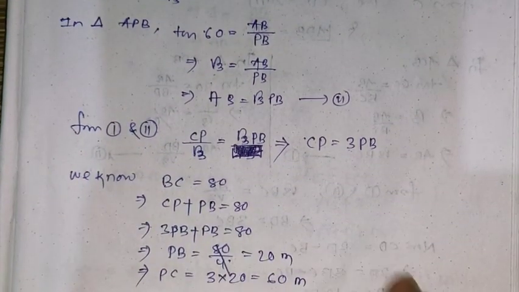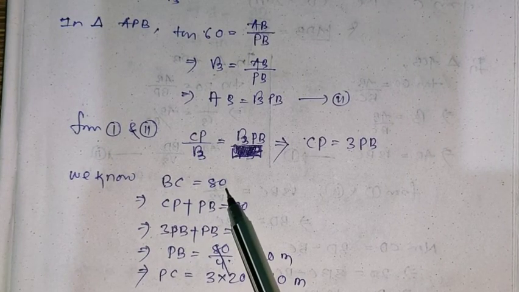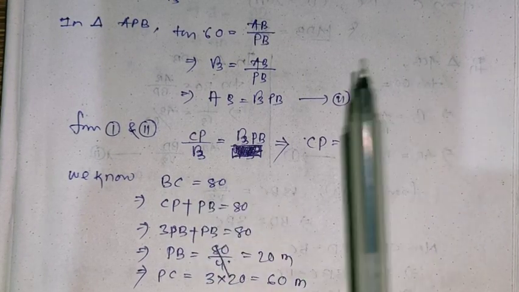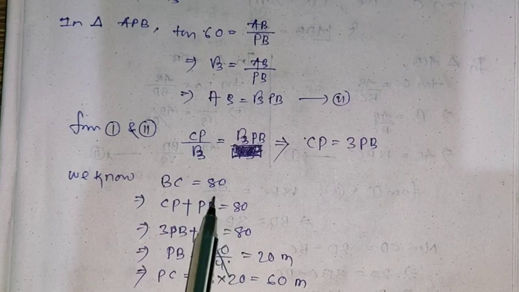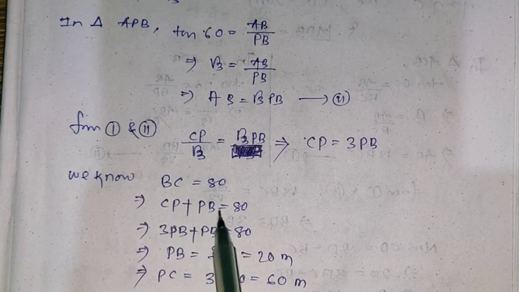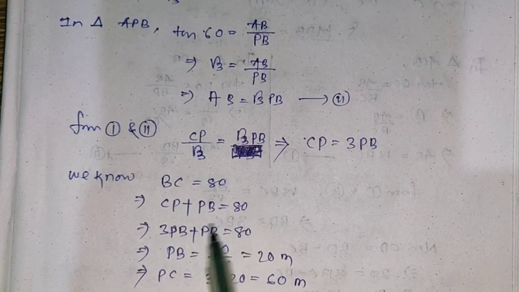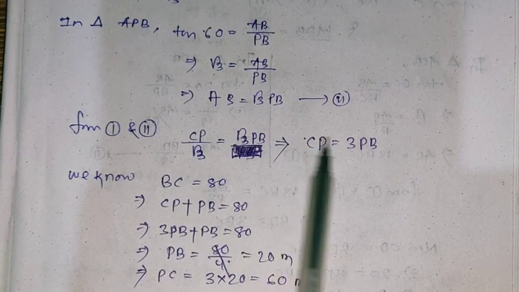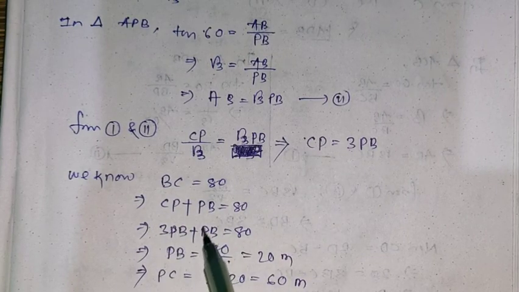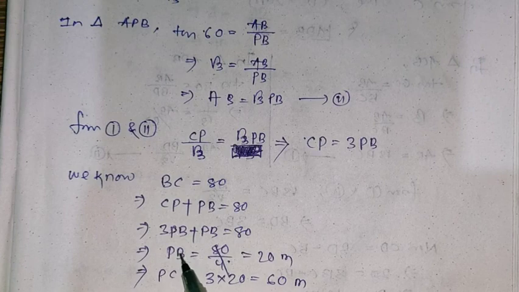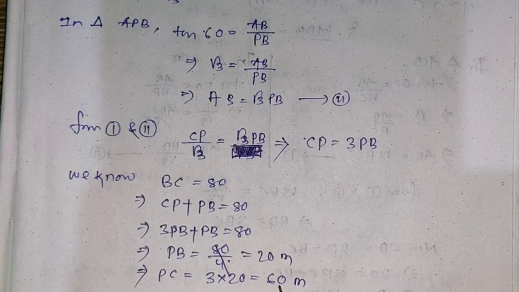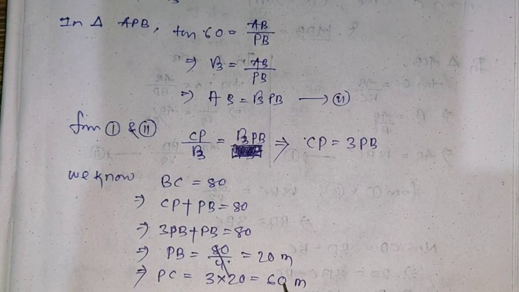Now, what is given here? It is given that BC is equal to 80, the width of the road. CP plus PB is equal to 80. This implies CP, we have found here 3 PB, so I am putting here 3 PB plus PB is equal to 80. This implies PB is equal to 80 by 4, that is 20 meter. So I can calculate PC is equal to 60. Okay, understand?